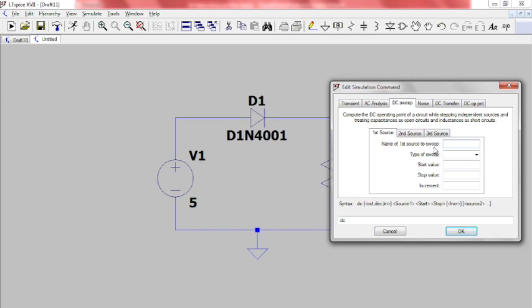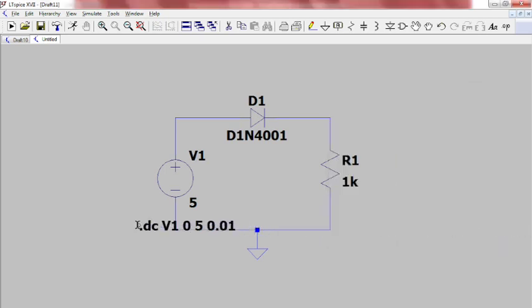Name of the first source to sweep. What is the source voltage? The name of the source voltage is V1 here. Just provide V1. And the type of sweep we need is linear. Starting voltage: in our graph, the x-axis will start from 0 and stop at 5 volts, and then increment by 0.01. Just click OK. Then we will get a .dc command. Just place it over here.